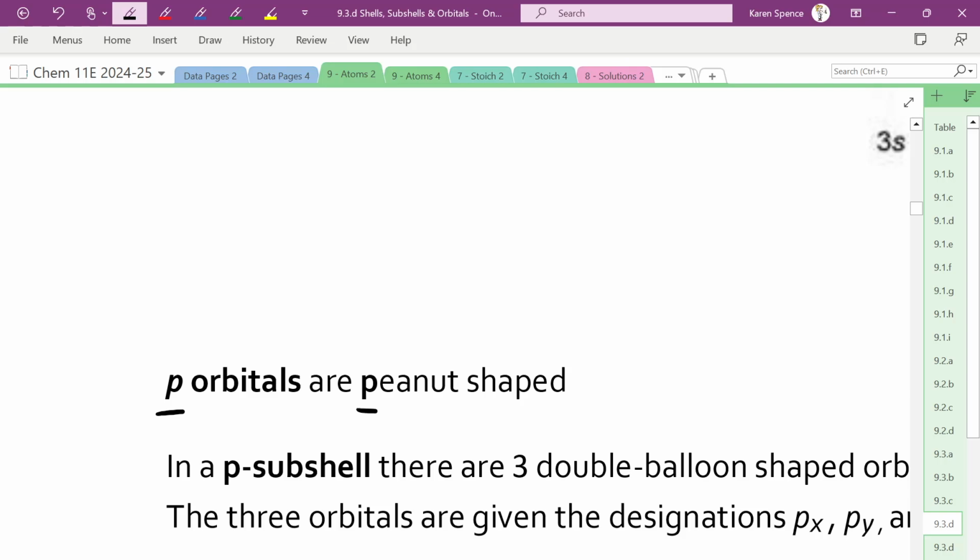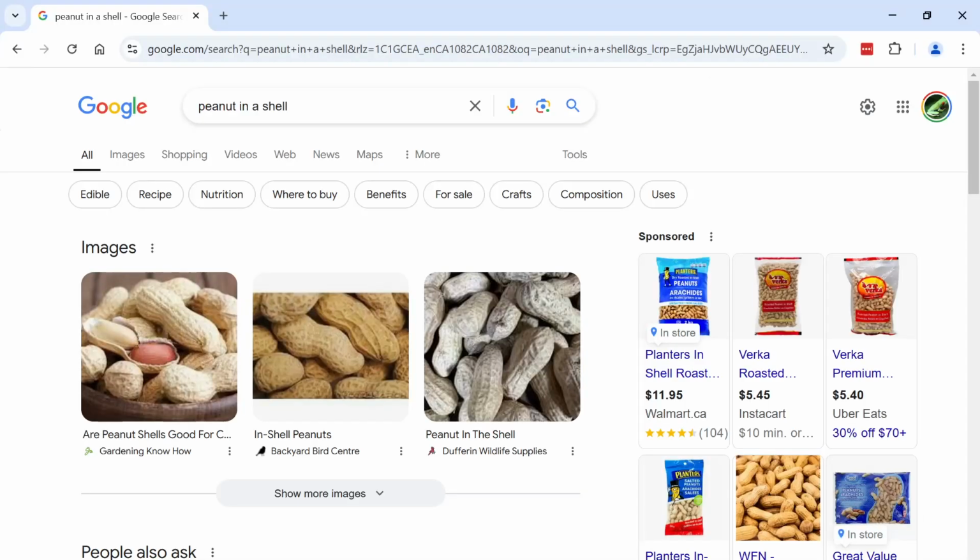are peanut shaped. Now, not like if you have the peanuts out of the shell, these are like peanuts in the shell. And just in case you have not seen peanuts in the shell, here they are. You can see that they have sort of a blob on one end, and then they go in at the middle, and then they have a blob on the other end. Yeah? So that's the kind of peanut we're talking about. So p orbitals are peanut shaped.